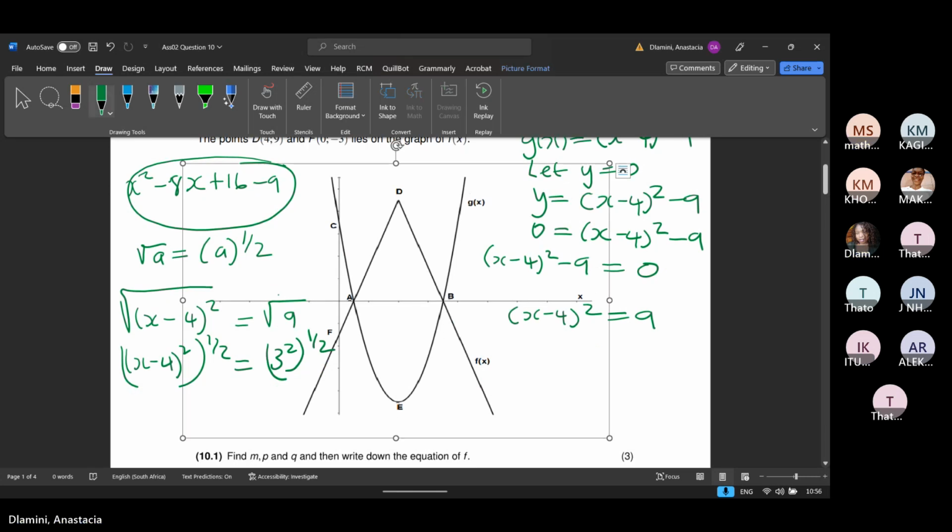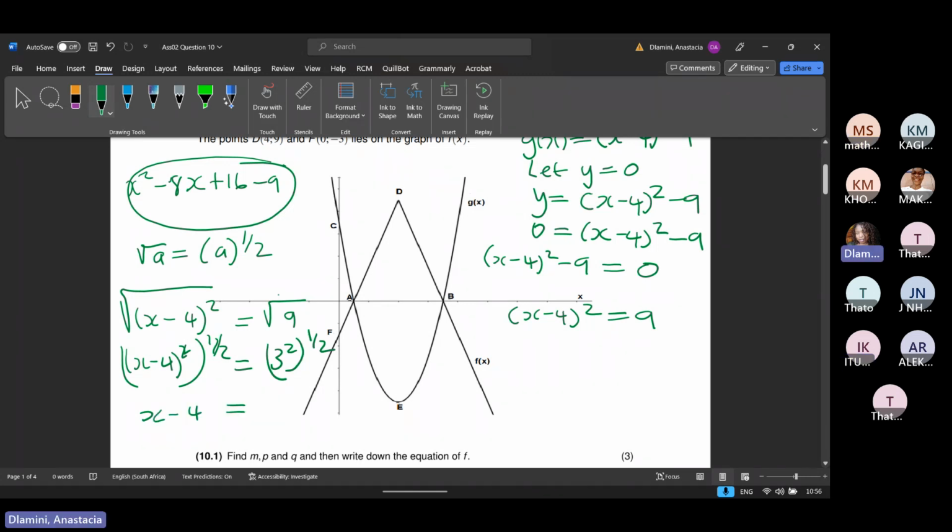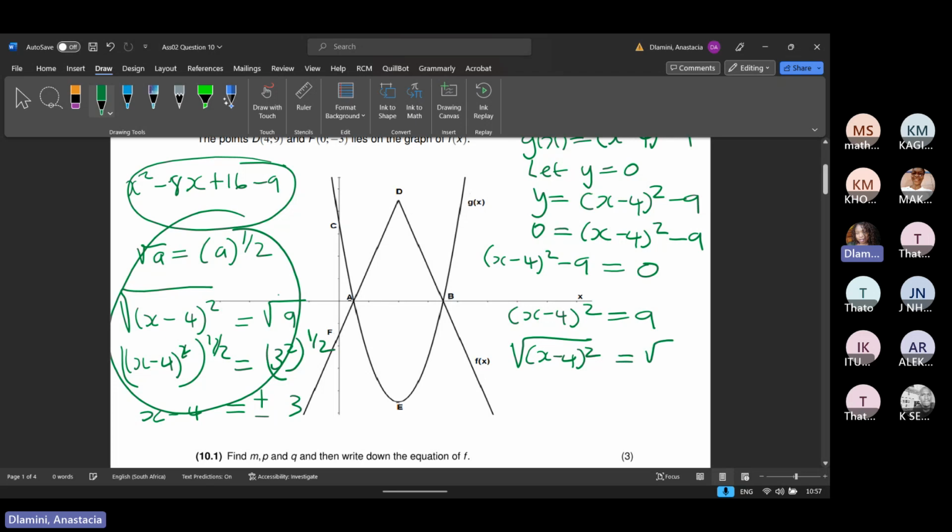Now, exponential laws: this times this gives you 1, so it's x minus 4. But remember when you take a square root, you say plus or minus 3. So that's where we are. Let's take the square root of both sides. This is our rough work. So x minus 4 squared equals the square root of 9, so then x minus 4 equals plus or minus 3. Are we all sorted there?